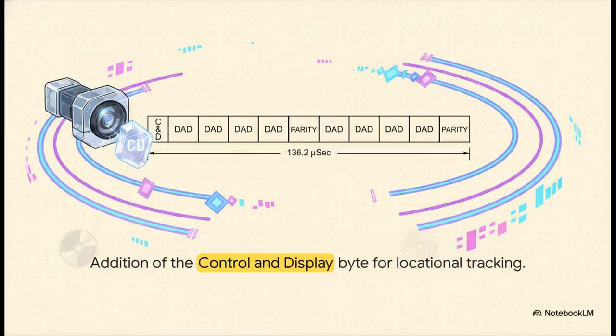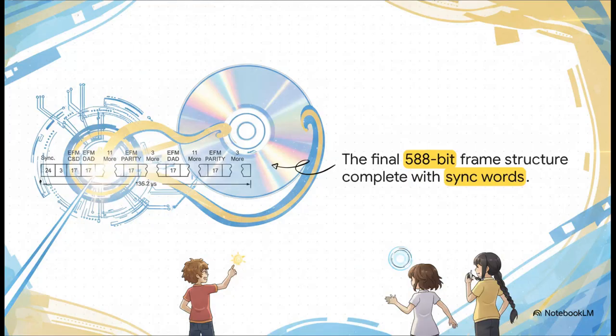When you put it all together, you get this final, highly structured 588-bit frame. A 24-bit synchronizing word kicks it off to get the timing right, followed by those EFM converted words we just talked about, all meticulously stitched together by merging gaps. This exact mathematical alignment is what keeps the laser perfectly on track.